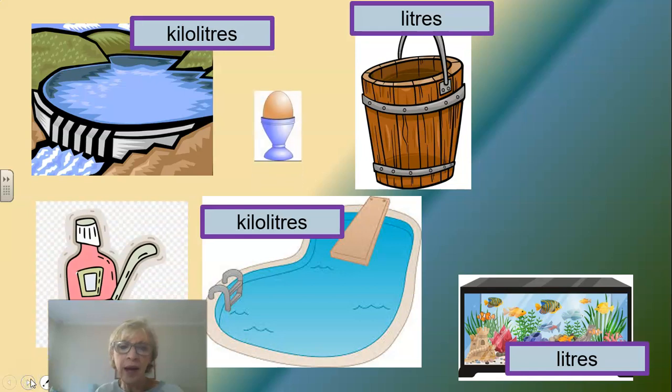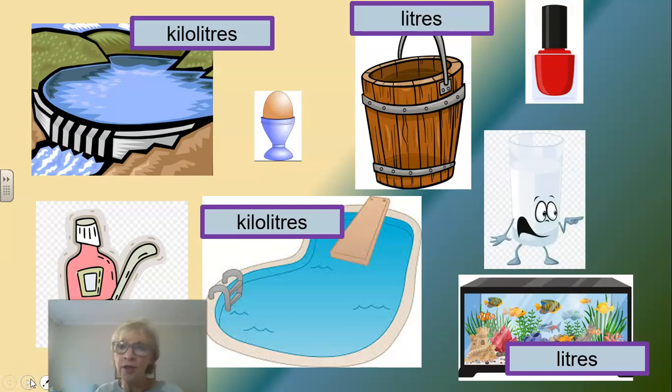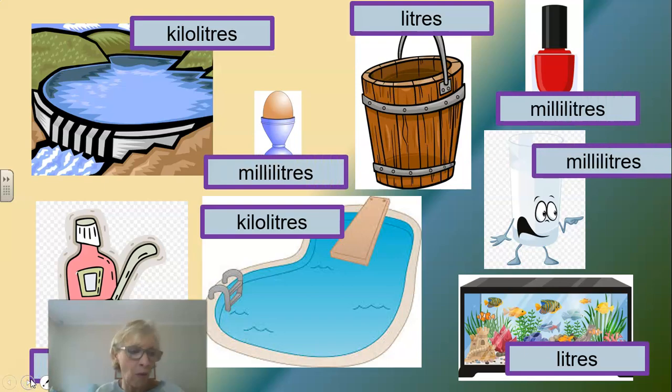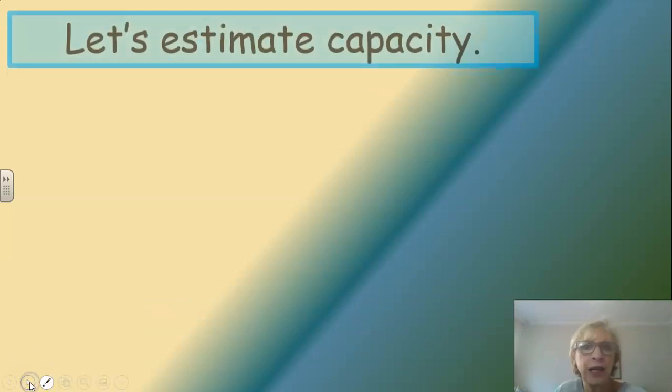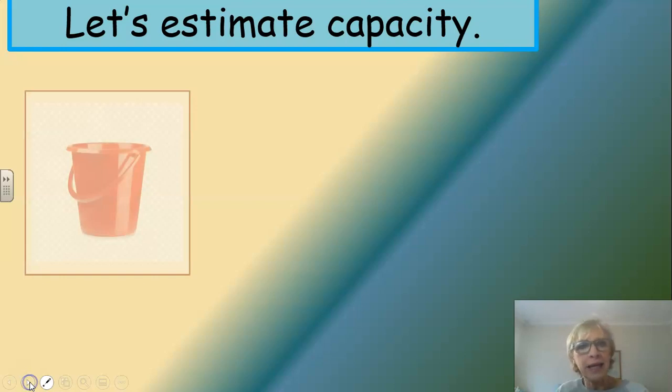And there we have a medicine bottle, an egg cup, nail varnish, and a glass. And of course, what do we use to measure the capacity of those? Whoa, that's clever. We use milliliters. Fabulous. Okay, so I just know you're getting to understand it. So let's estimate capacity. Let's estimate and see how much we think might be in these containers.